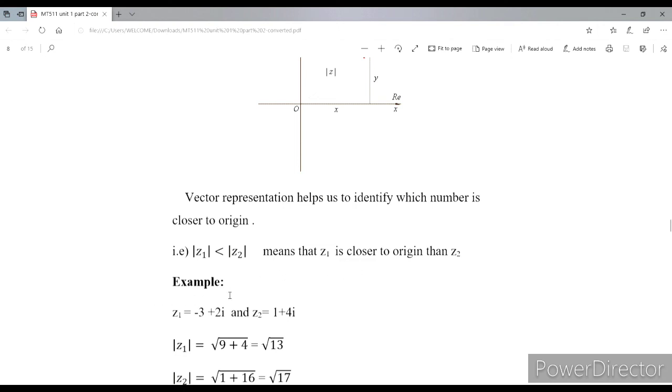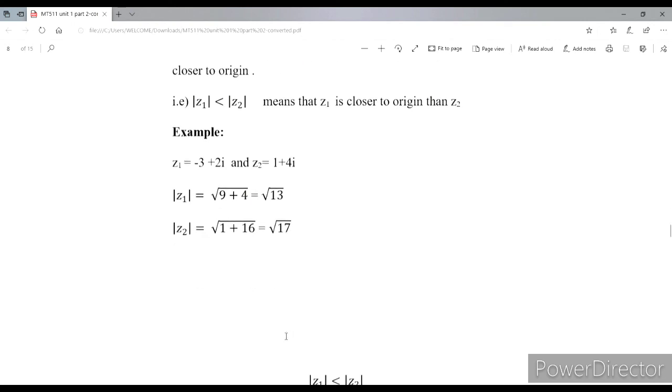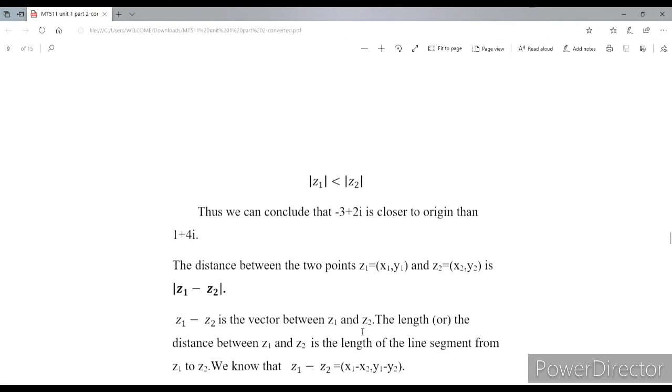We will explain it by giving an example. That is, z1 equal to minus 3 plus 2i and z2 is 1 plus 4i. Then modulus of z1 is equal to root of (minus 3) squared, 9, plus 2 squared, 4, that is root 13. And modulus of z2 is root of 1 plus 16, that is root 17. From this we can conclude that z1 is closer to the origin. That is, mod z1 is less than mod z2. Therefore, z1, which is minus 3 plus 2i, is closer to the origin than 1 plus 4i.